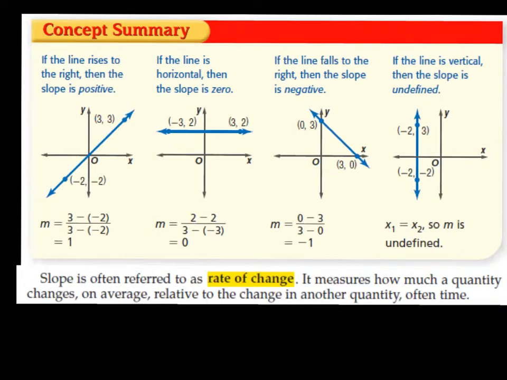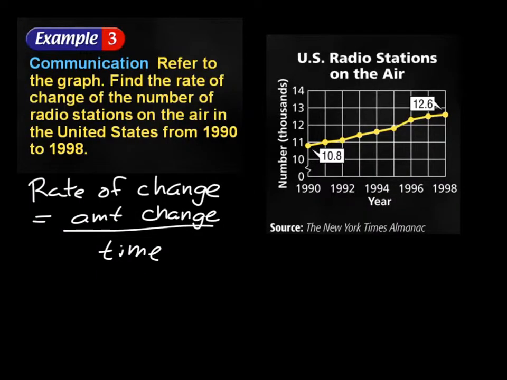Slope is often referred to as the rate of change. It measures how much a quantity changes on average relative to the change in another quantity, most often time. Looking at the graph, they want us to find the rate of change of the number of radio stations on the air in the United States from 1990 to 1998. So in general sense, rate of change is amount change divided by time.